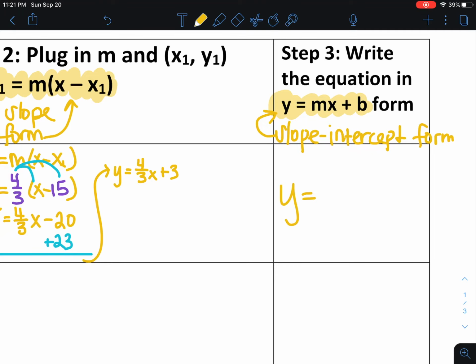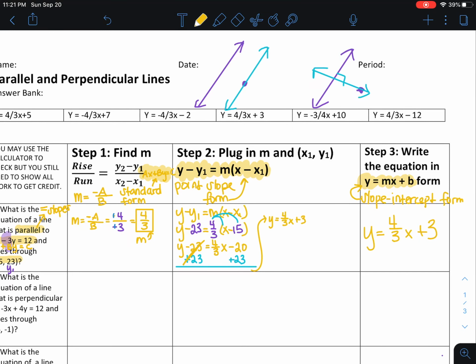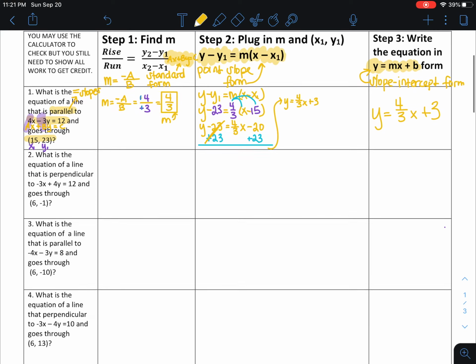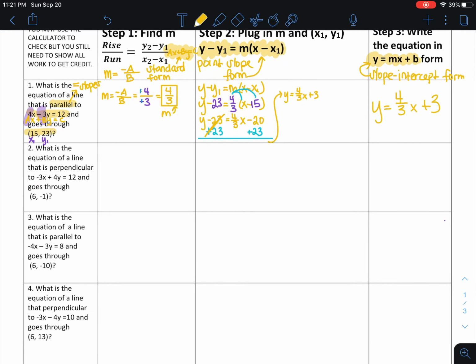All right, so that's going to be y equals, this was m, this is x, and this is plus b, which is just plus 3. All right, now let's check our answer bank. Aha, there it is. So I'm going to cross it out. Great, moving on. All right, now I'm going to go on to number 3.